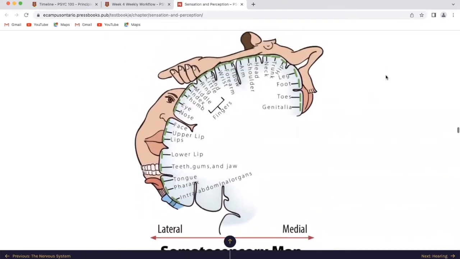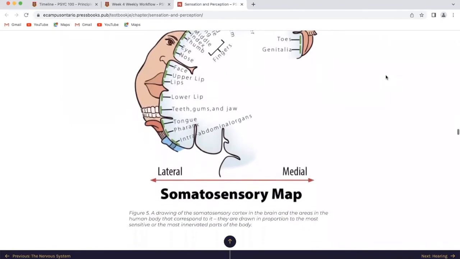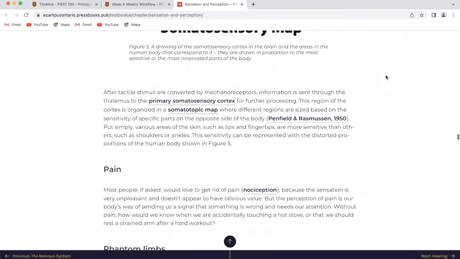I'd encourage you to watch the YouTube channel so you can see the image of the map, a drawing of the somatosensory cortex in the brain map. It's really quite interesting.